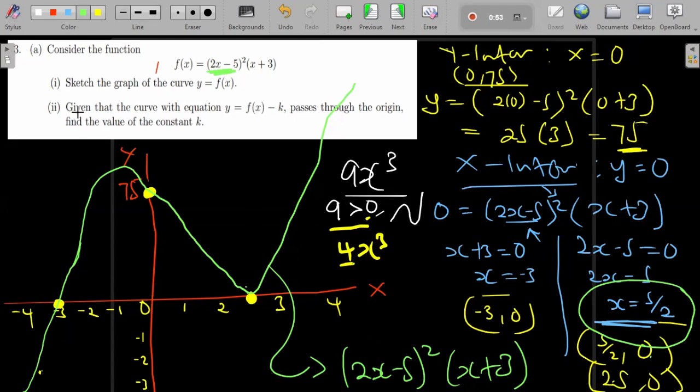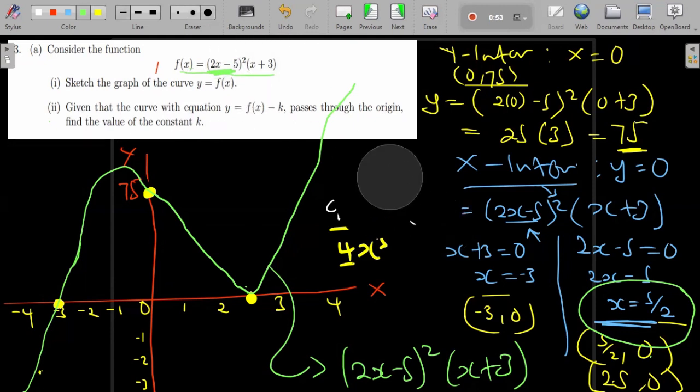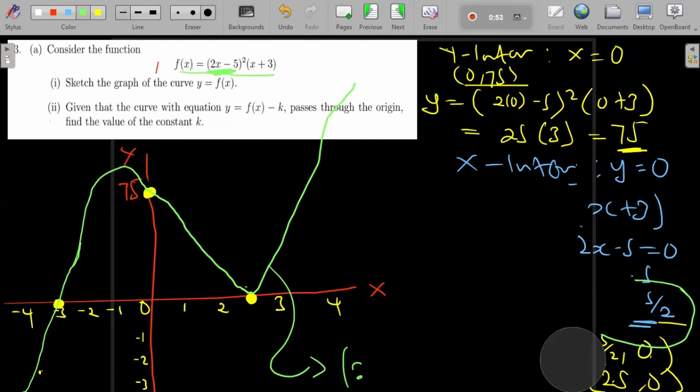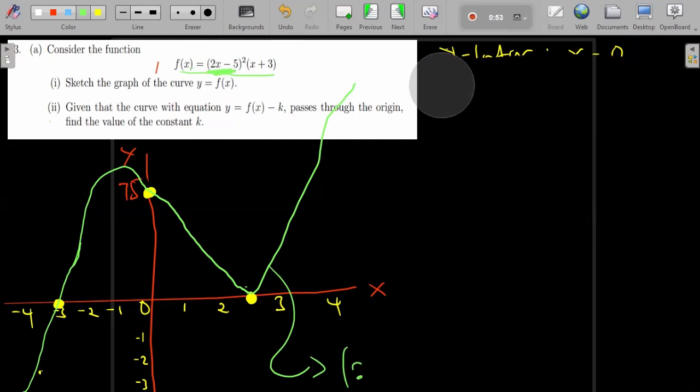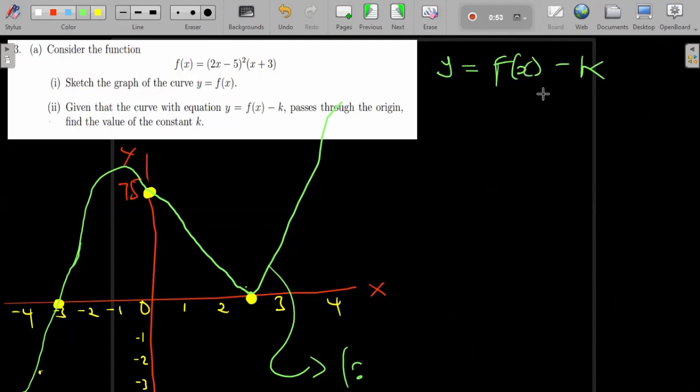And then the second part there, they're saying, given that the curve with the equation y equals f of x minus k, where we know f of x is this, passes through the origin, find the value of k. So how are we going to do that? Let's erase this part and then find that. We have been given that this new curve y equals f of x minus k passes through the origin. Find the value of k.